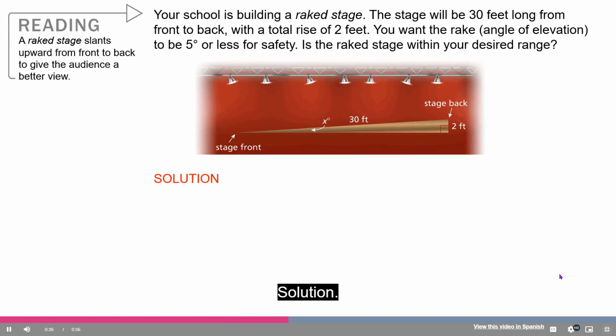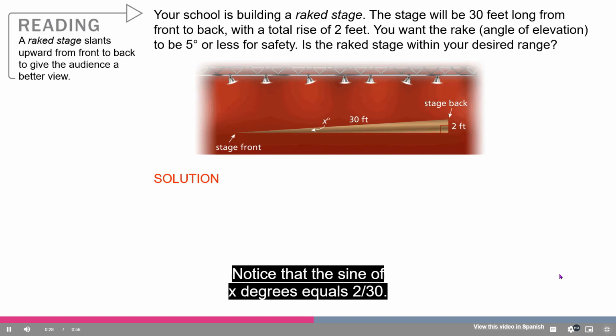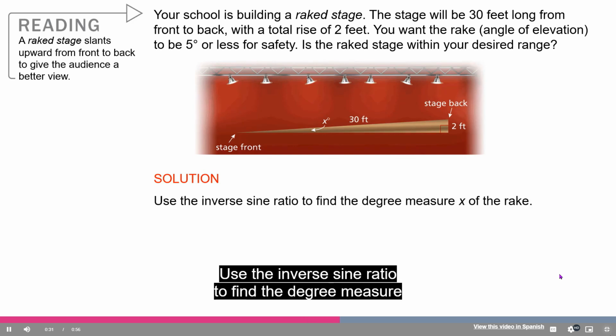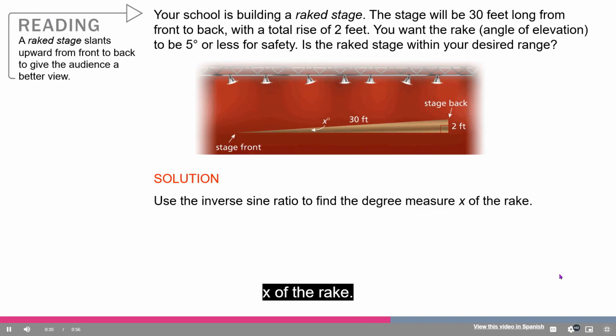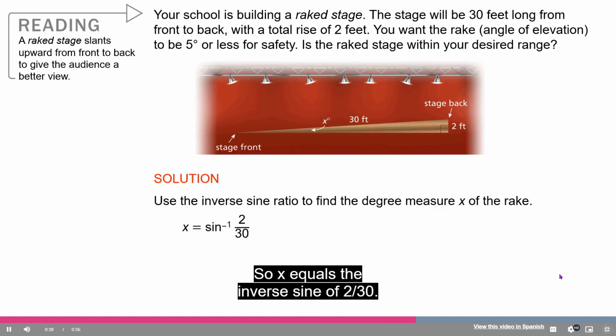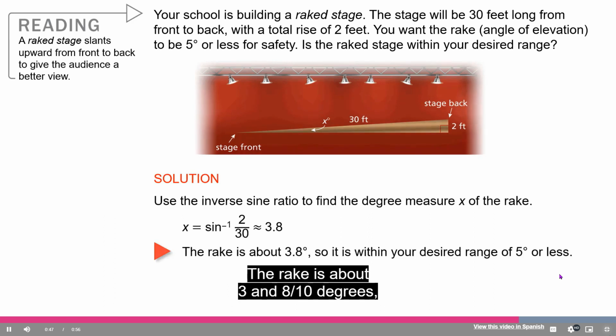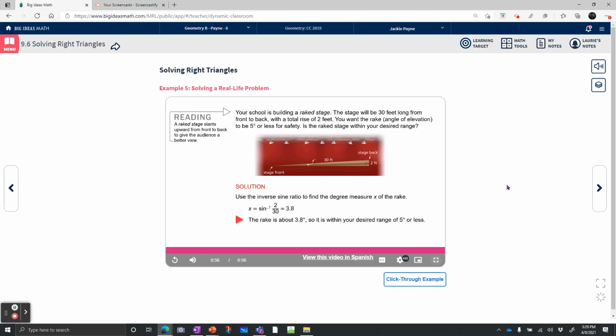Solution. Notice that the sine of x degrees equals 2/30. Use the inverse sine ratio to find the degree measure x of the rake. So, x equals the inverse sine of 2/30. Using a calculator, you get x is approximately equal to 3.8. The rake is about 3.8 degrees, so it is within your desired range of 5 degrees or less. Nice, right? You can actually use this in your real life.